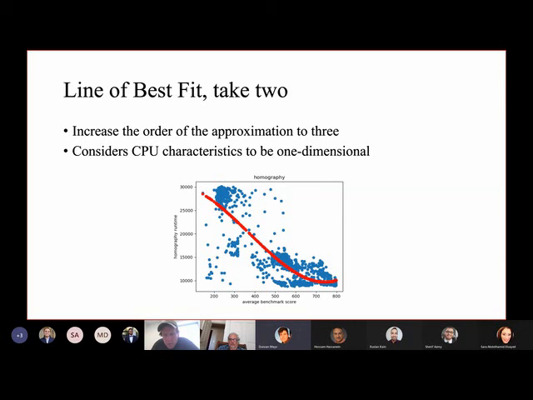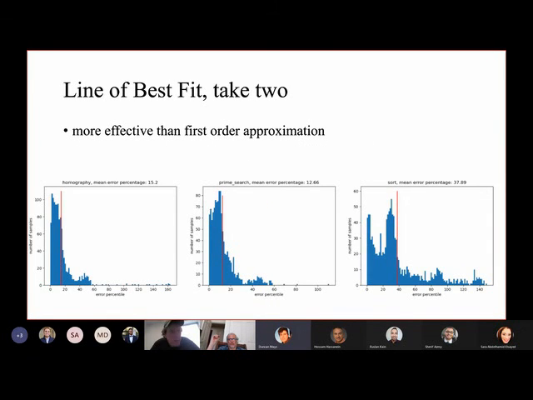The second method we used, again, considered CPU characteristics to be one-dimensional and used an average of the benchmarks. But the line of best fit we did was an order 3 polynomial. So it could capture curves in the data set, as you can see in this plot. And we don't get a big benefit to performance doing this. With homography and prime search, we get a benefit of around 5%, but we still get lots of predictions that are over 100% off, and the sort sample program still cannot be predicted with a lot of accuracy.